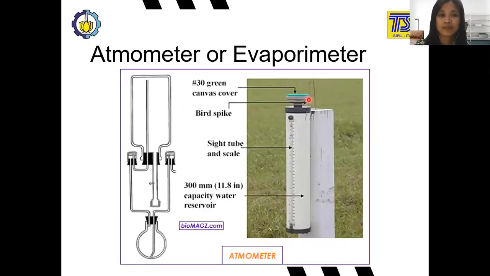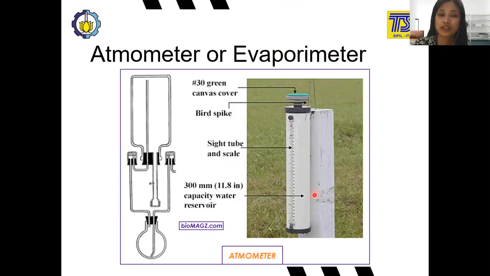So this is not the simple atmometer. This is the standardized atmometer. The previous one is the simpler one for laboratory use. This is the one that is used in the field, the atmometer, or sometimes people call it evaporimeter because it is used to calculate the evaporation. So the name is evaporimeter.